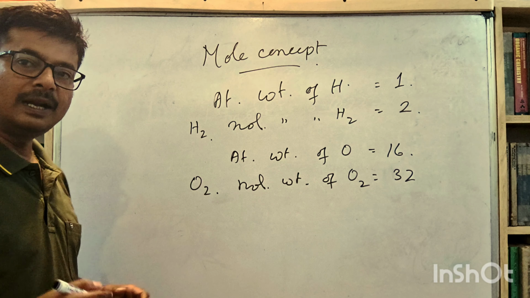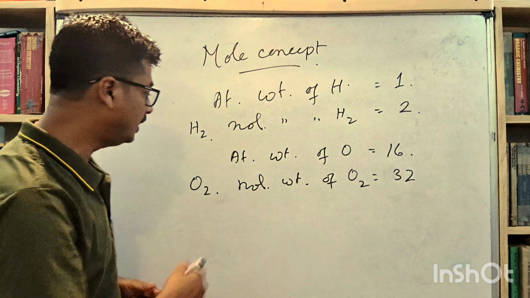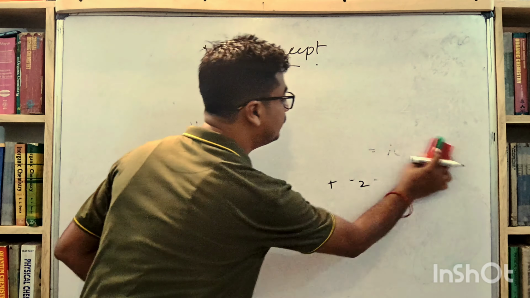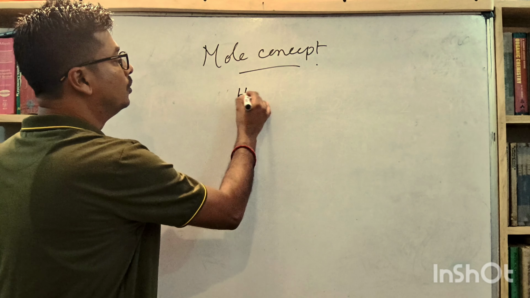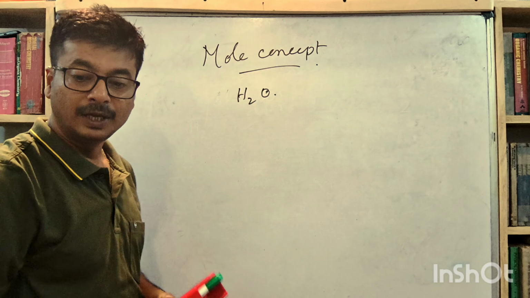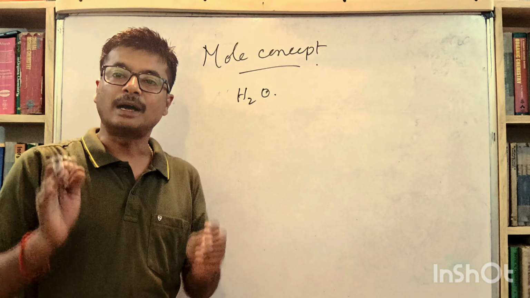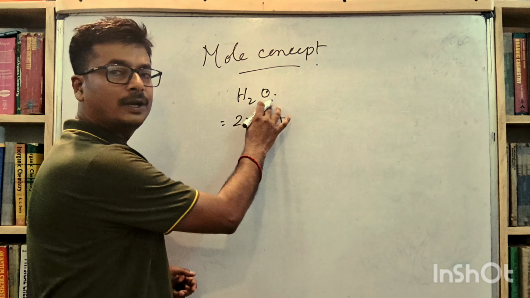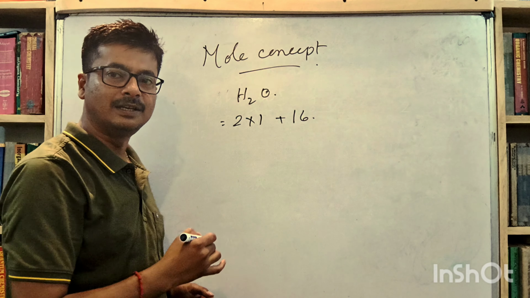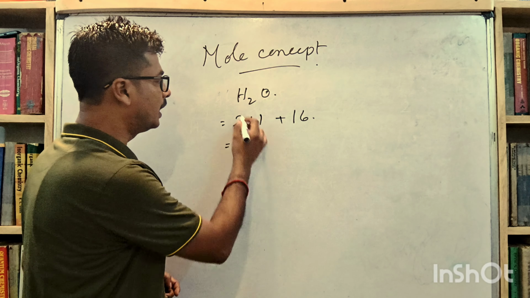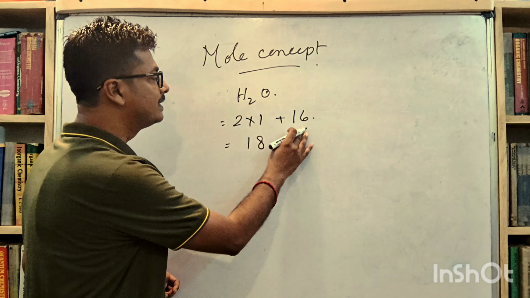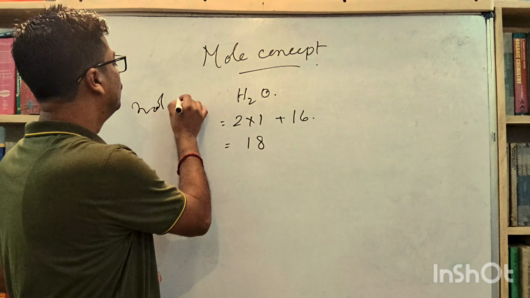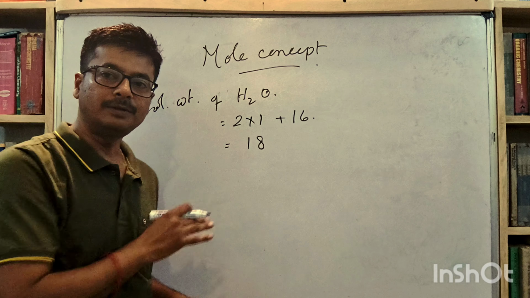Now let us take an example of a compound. Water, H2O. The molecular formula of water is H2O. How to find the molecular weight? As I told, molecular weight means the summation of the atomic weights. So 2 hydrogens are there, 2 into 1, plus 1 oxygen, which is 16. So the molecular weight of water will be 16 plus 2, which is equal to 18.